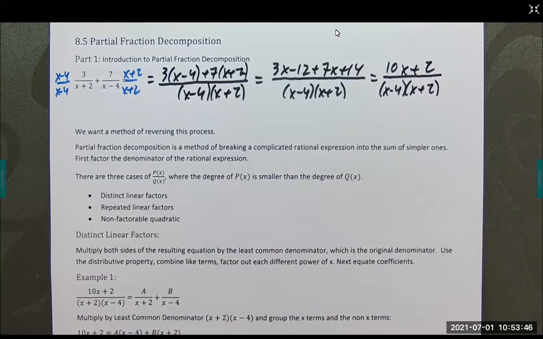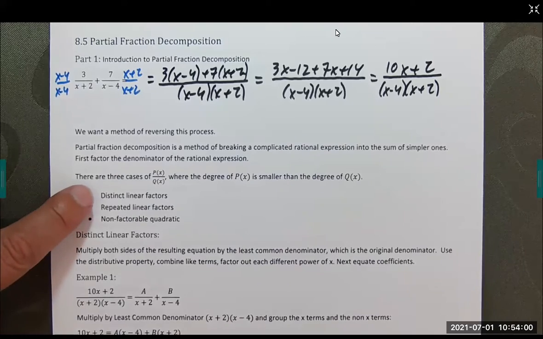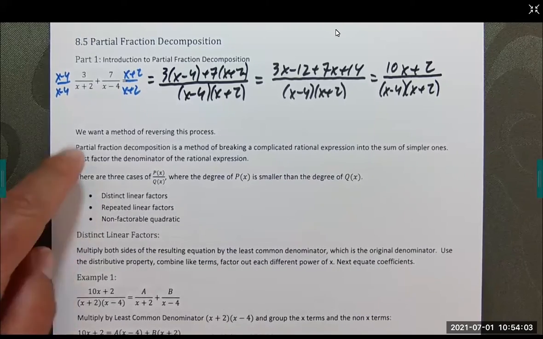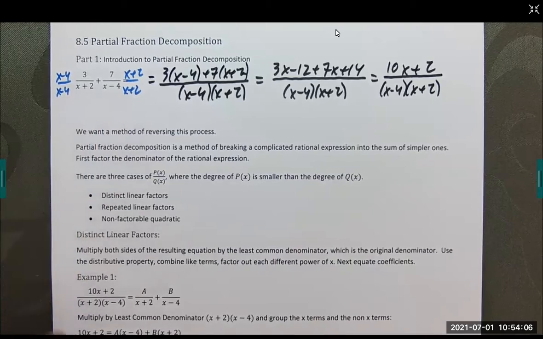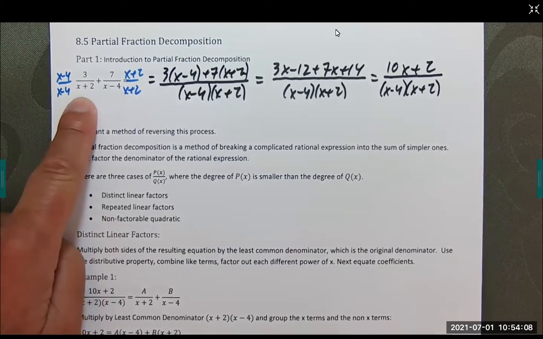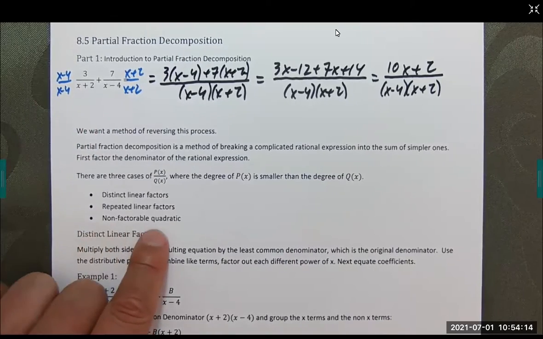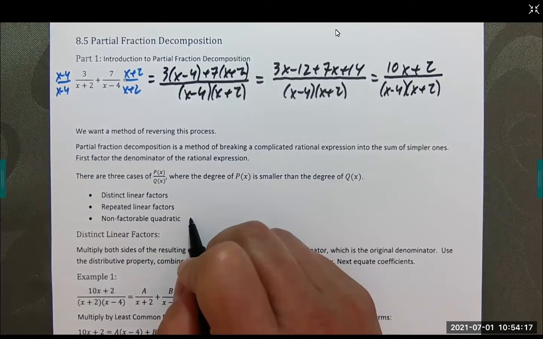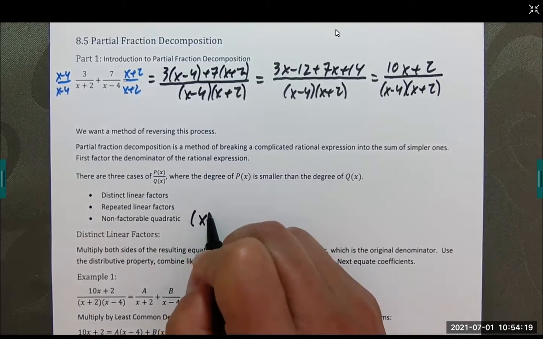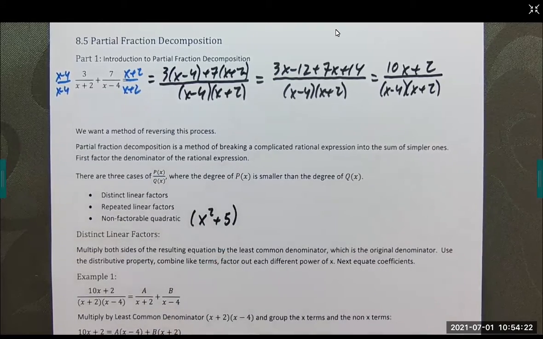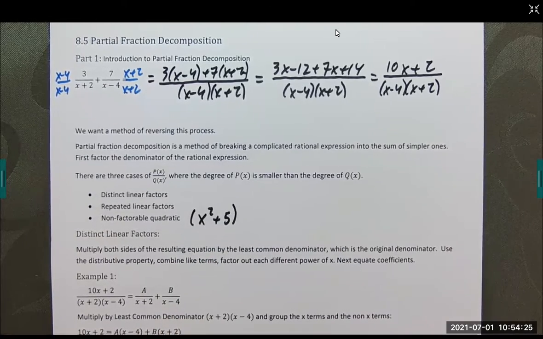So partial fraction decomposition is a method of breaking a complicated rational expression into the sum of simpler ones. First, we're going to factor the denominator of the rational expression. And then we're going to move on from there. There are three types that we need to be concerned about. Distinct linear factors, that's like this one. These are distinct linear factors. Repeated linear factors, this would be repeated if it was x plus 2 squared or to the third power. A non-factorable quadratic, a common example of that would be something like this. Something that is impossible to factor as far as the real numbers go.